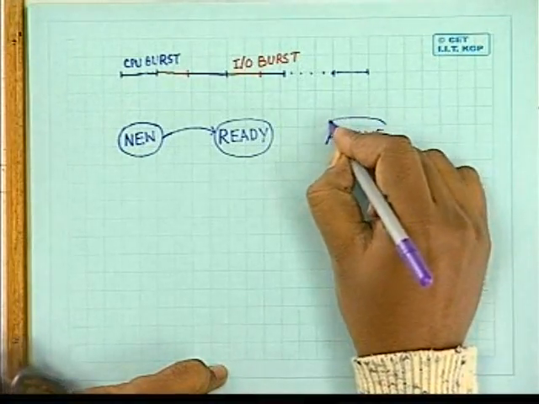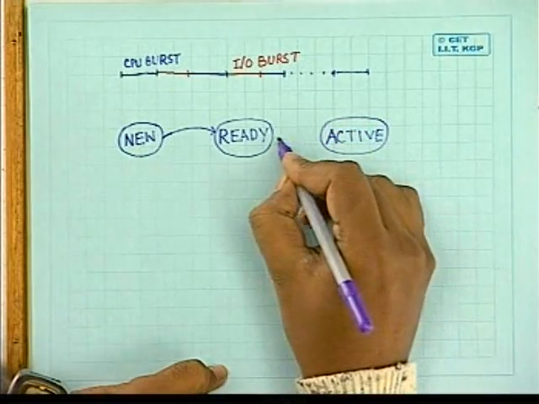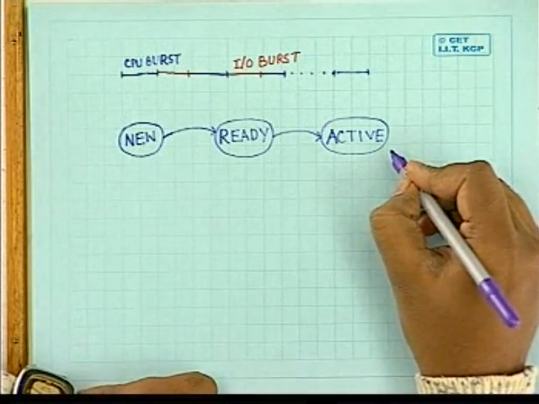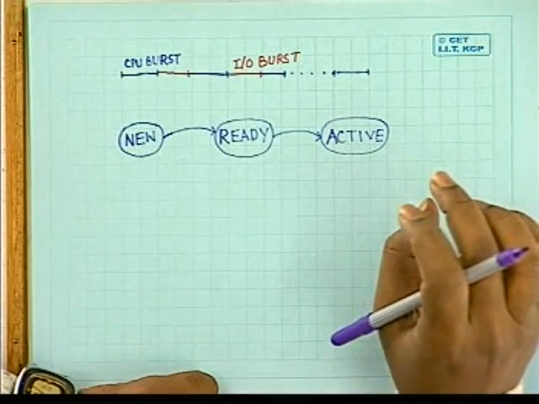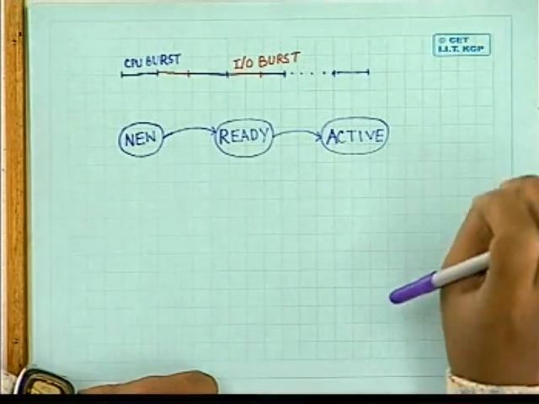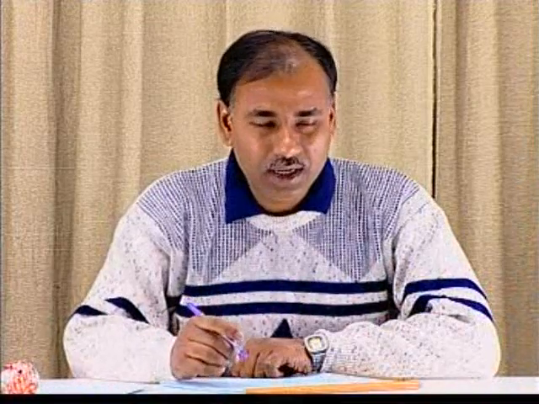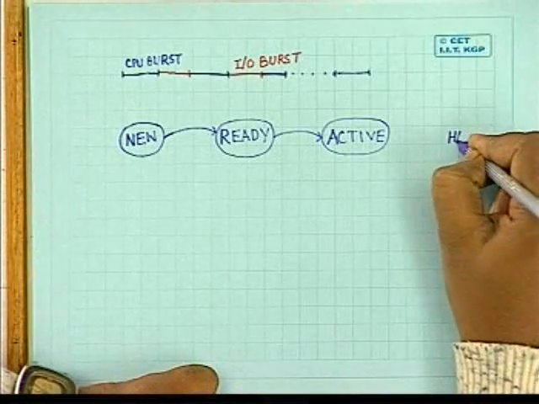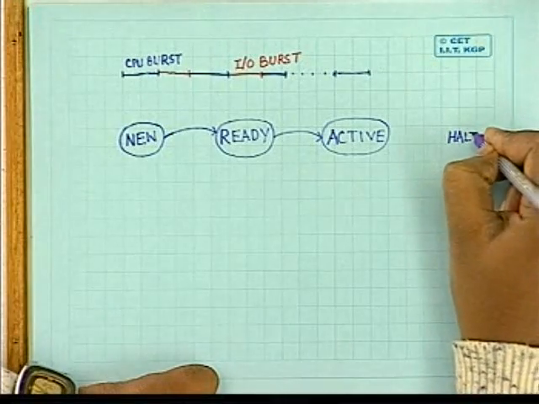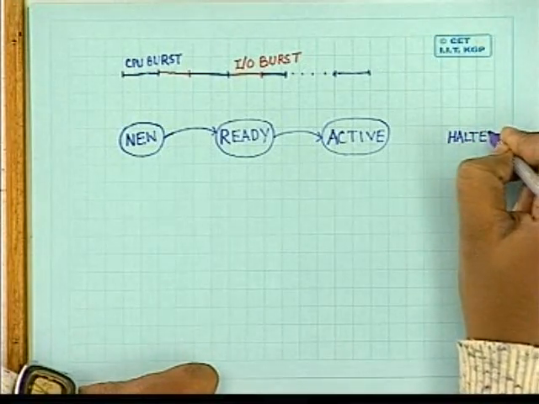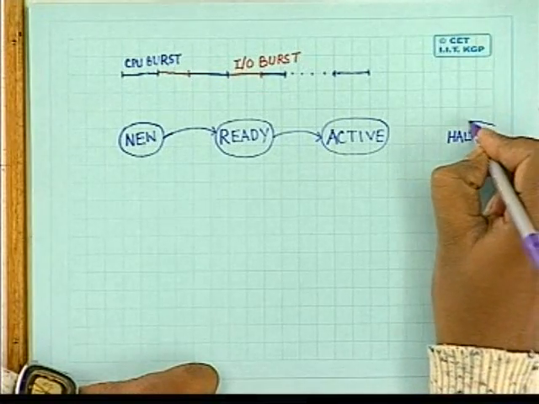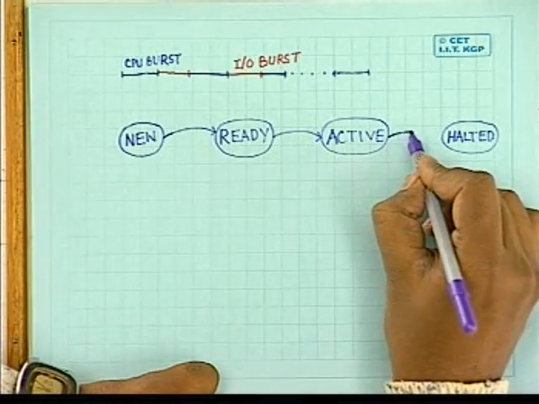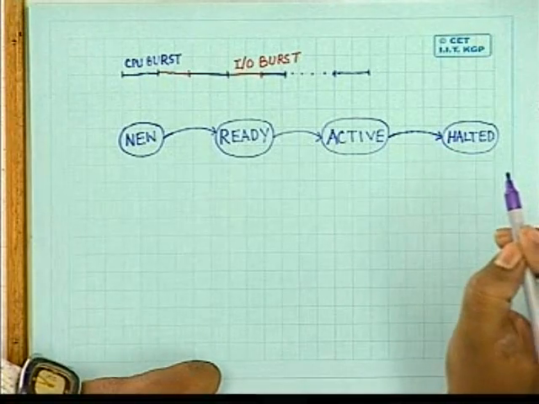So, the job becomes active from ready. Okay. And finally, when the job is complete, that is, all the CPU bursts of the job are complete, and even the last CPU burst for terminating the job is also complete, then the job comes out of the system, and the corresponding state we call as halted state. Or you can also call it finished state. Okay. Usually the term which is used is halted. So from active state, the job moves to halted state when the job is complete.